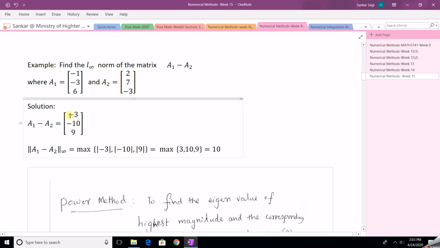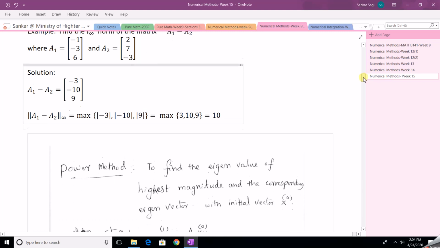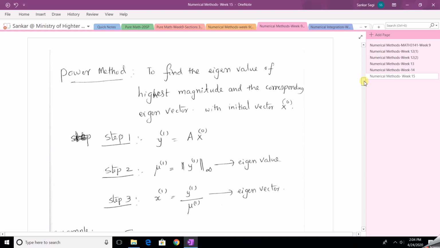But the first row has only one element, minus 3. So the absolute value of that. And the second row has only one element, so the absolute value. And the third row, only one element, the absolute value. And the maximum of those elements. So the maximum of 3, 10 and 9 is 10. So the L infinity norm of A1 minus A2 is 10. So we will use this definition in our power method to find the absolute value. Okay.